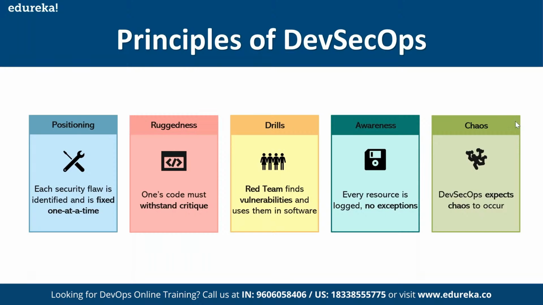Guys, each and every idea we'll talk about. The DevOps team is on top of everything, so chaos is one of the key factors here. Awareness: people should be aware, and if something comes up, we have to fix it. Red teams are always trying to find vulnerable things and use them in software. Positioning: each flaw has to be fixed on time and everyone's code has to be fixed.